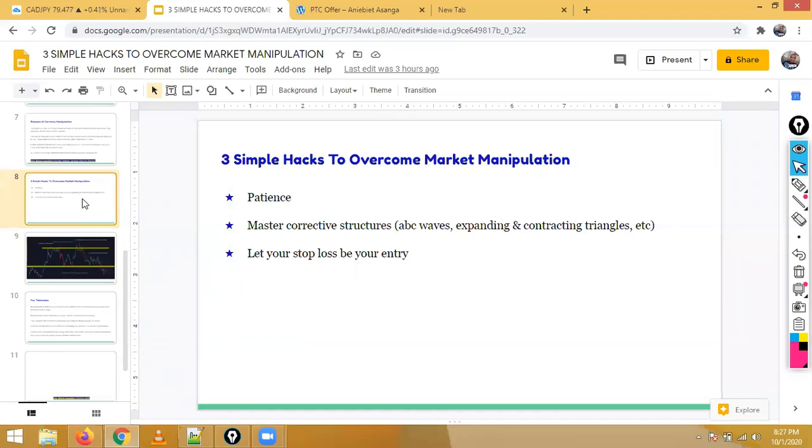So let your entry be at your stop loss. Where you are supposed to place your stop loss, let your entry be there. So with this, you stay safe. You won't be hunted easily.